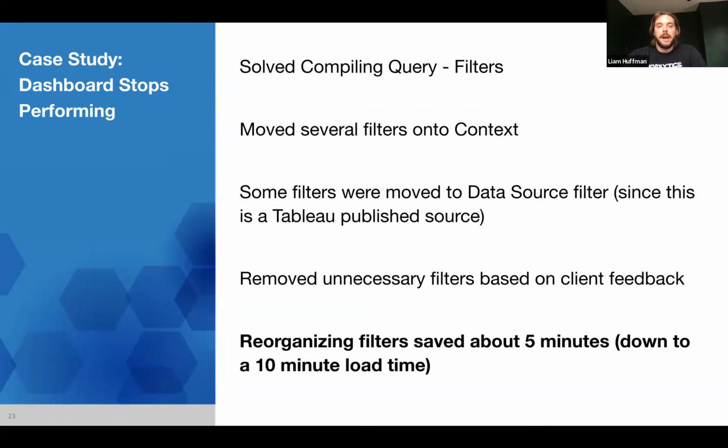As I said, during the compiling query, filters are a great place to begin. Filters are normally quick and easy. We can remove them. We can add them to context. There's lots of easy stuff to do to improve filter performance. So like I said, we took several of those filters and moved them onto context where it made sense to prevent the data from even hitting the sheet. So we didn't even have to run those calculations for rows that were already filtered out.